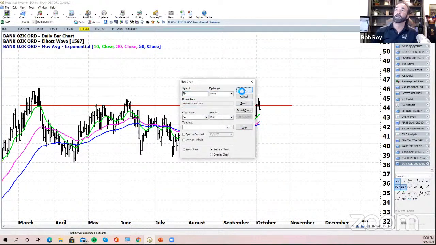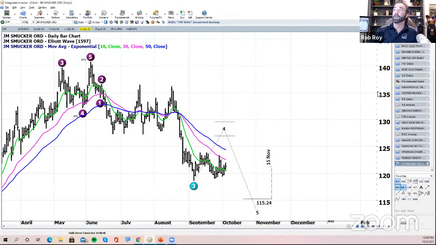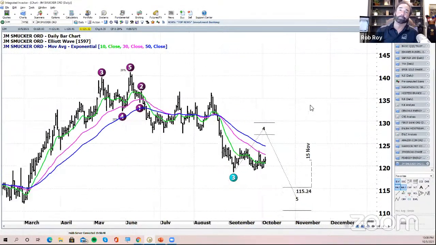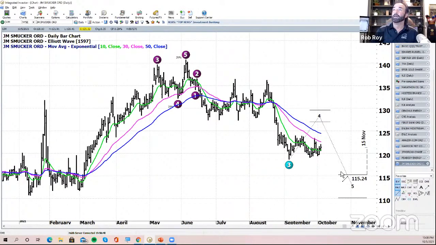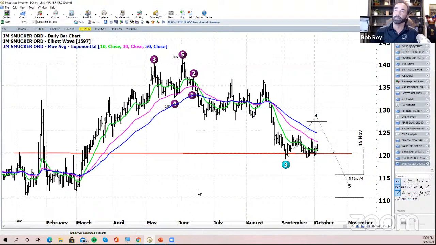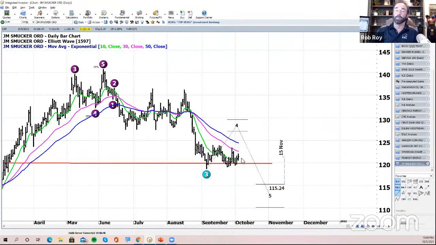So we'll look at SJM. And then we'll get a couple more and then we'll wrap things up. Already gone over time. JM Smucker, it's one of those that typically does okay when the market isn't, people like their jelly, right? Or peanut butter or whatever. They're still going to eat those things. So it's held in there pretty well considering what's going on in the market.